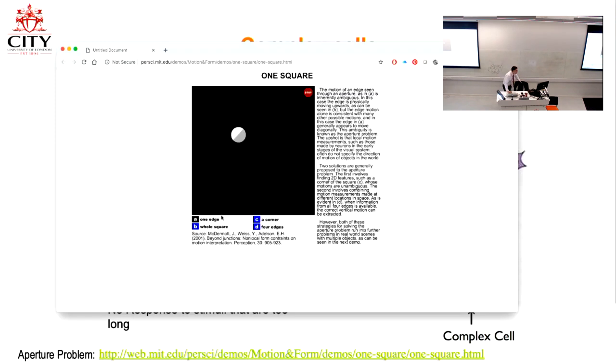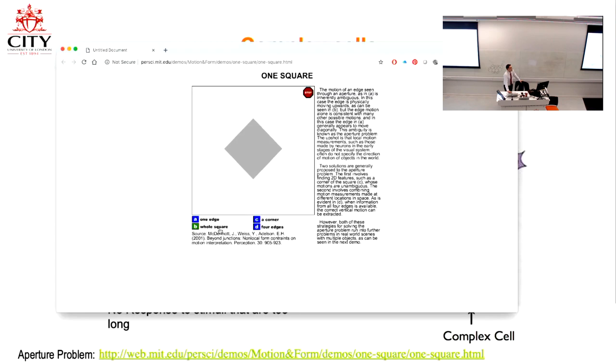Now you're looking at one edge. This is the problem that our brain has, and it has to constantly deal with it, because a set of cells are only looking at this area, right? So they see this movement. But if I show you the whole square, it is a totally different orientation of movement. Now it is making sense.